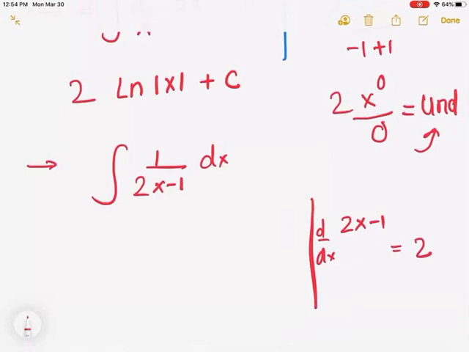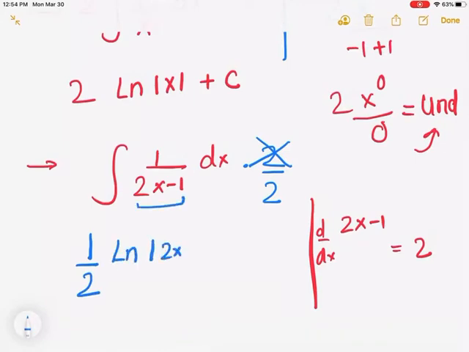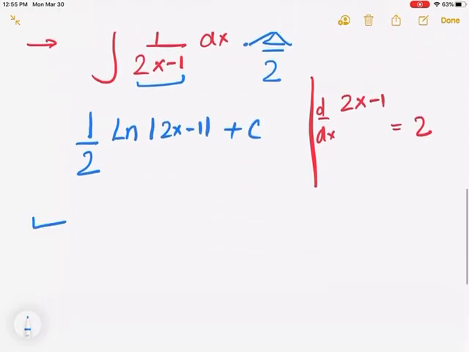Derivative is 2. Oh, this one doesn't have the derivative, so it means I need to bring in the number, so I would bring in 2 over 2. This top 2 would complete the pattern. Factor out 1/2, so this is going to be my original function. I would just put ln of 2x minus 1 and add c. Here you go.